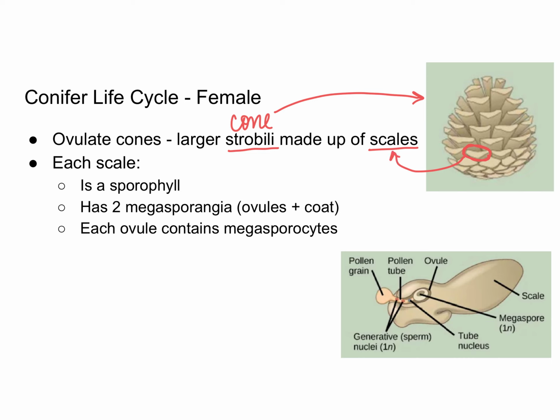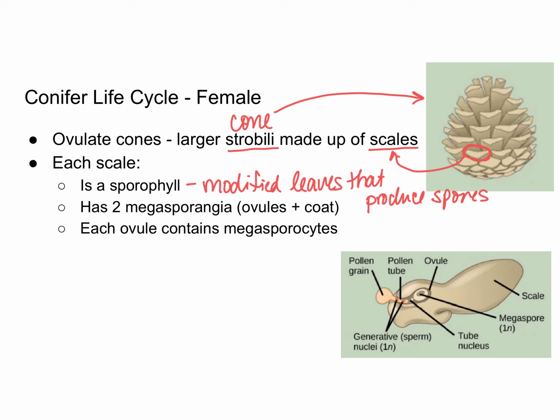Each scale is a sporophyll, and if you remember when we talked about the seedless vascular plants and ferns, we talked about these modified leaves that produce spores. So these scales don't look like a typical leaf, but it is a modified leaf and it produces spores.